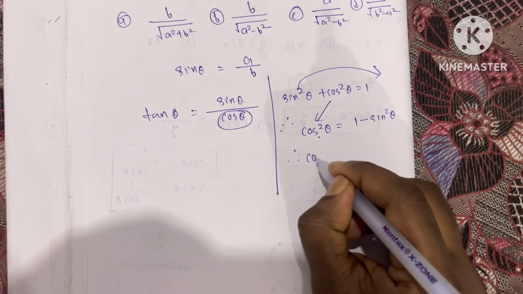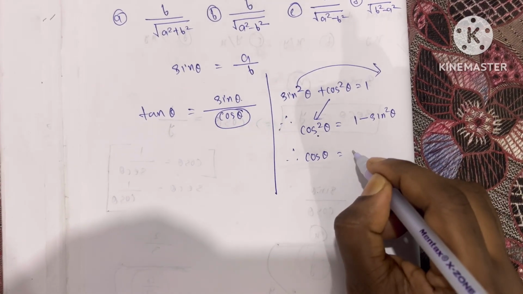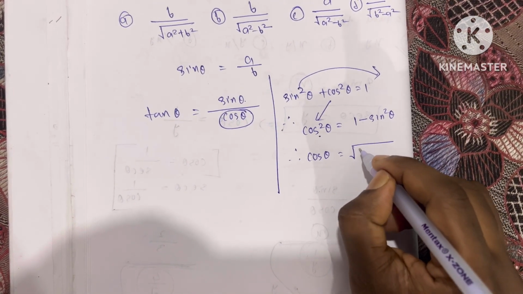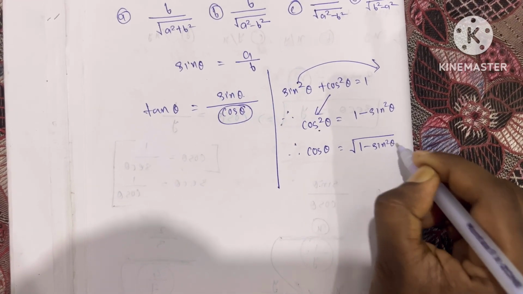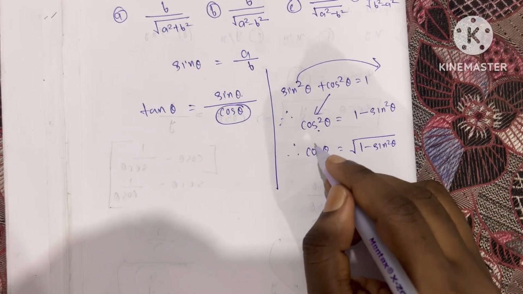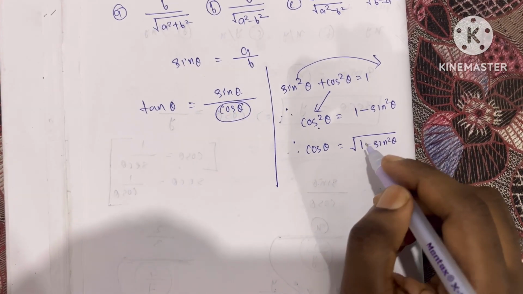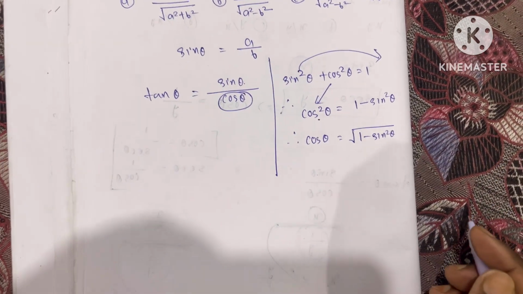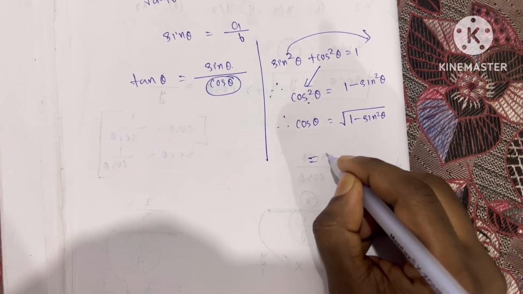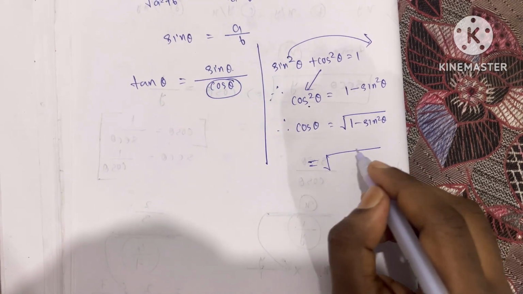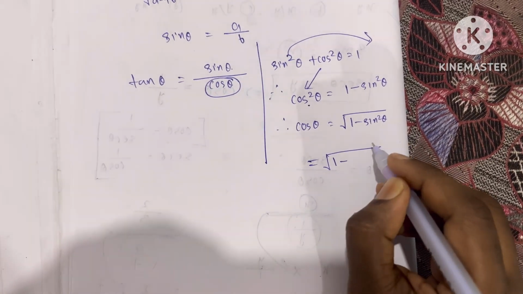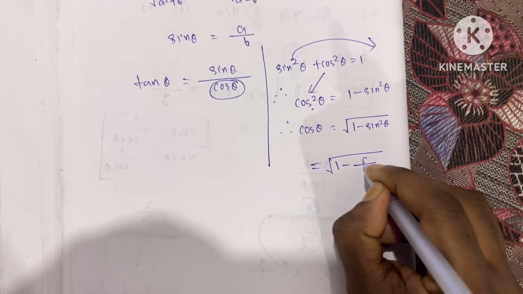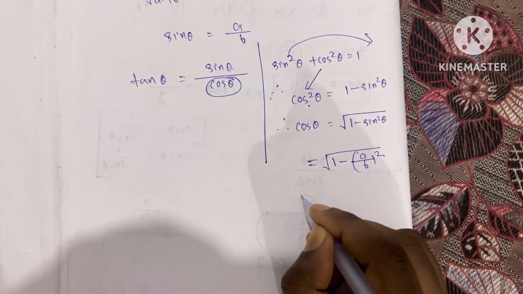But I need the value of cos theta, so I remove the square. By taking the root on both sides, you will get cos theta is equal to root over 1 minus sin square theta. Now I know the value of sin theta. What is the value of sin theta here? Sin theta means a by b. So we can write a by b whole square.